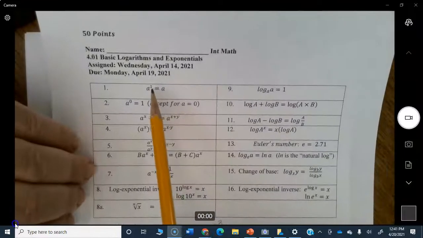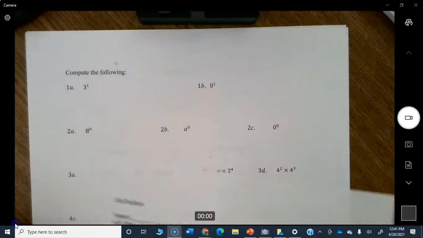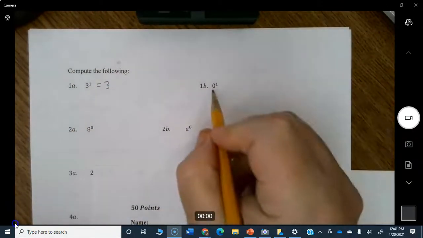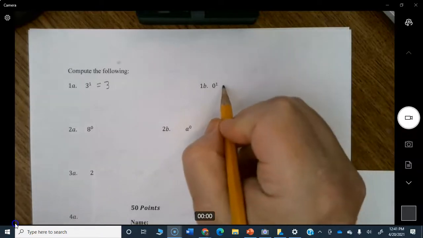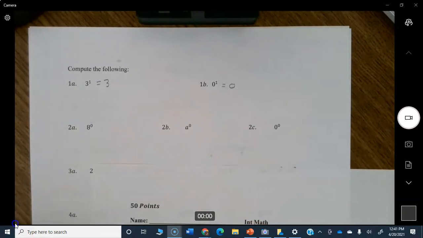So 3 to the first power. This very first principle says that any number raised to the first power is itself. That means 3 to the first power would equal 3. 0 to the first power would equal 0. That's all there is to that. Just understand that raising something to the first power just produces that number.